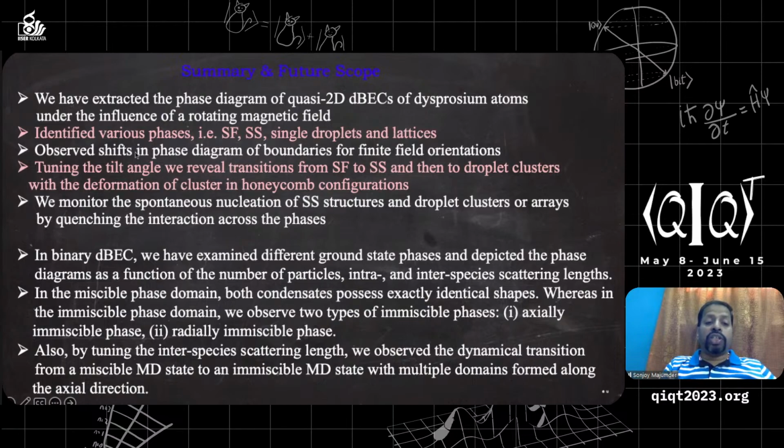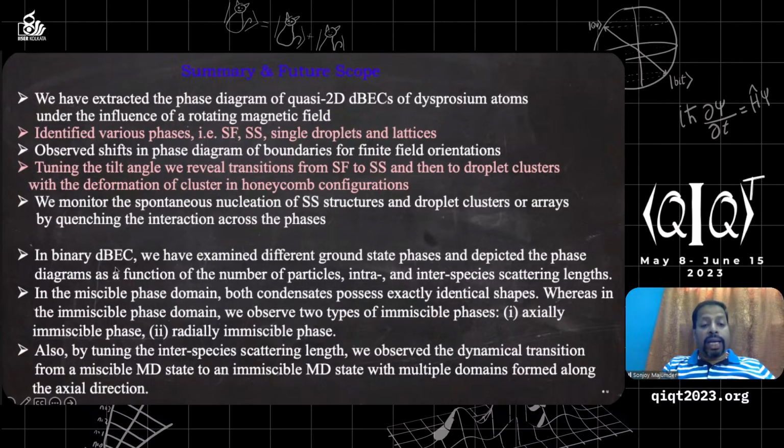We observe the shift in the phase domain of the boundaries for finite field orientations by tilting the magnetic field direction. Now we can see that we can change from superfluid to supersolid, and we can also form droplets, from a single droplet to multiple droplet clusters. We can see a honeycomb kind of structure of the droplets, a cluster structure of droplets. So we monitor the spontaneous nucleation of the supersolid structures and droplet clusters across the quenching trace.